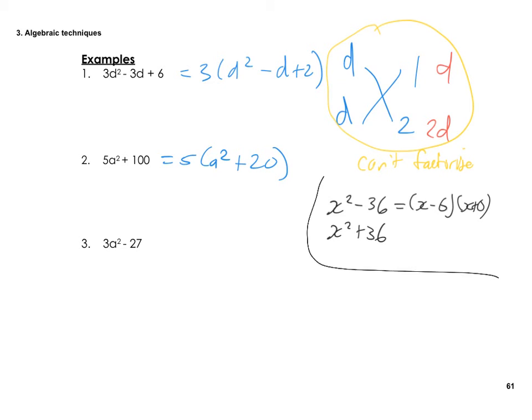Okay. Moving on to question 3. Take out the 3. A squared minus 9. Can this be factorized? The answer is yes. It's a difference of two squares. 3(a minus 3)(a plus 3). Okay, so that's my answer. All right, moving on.